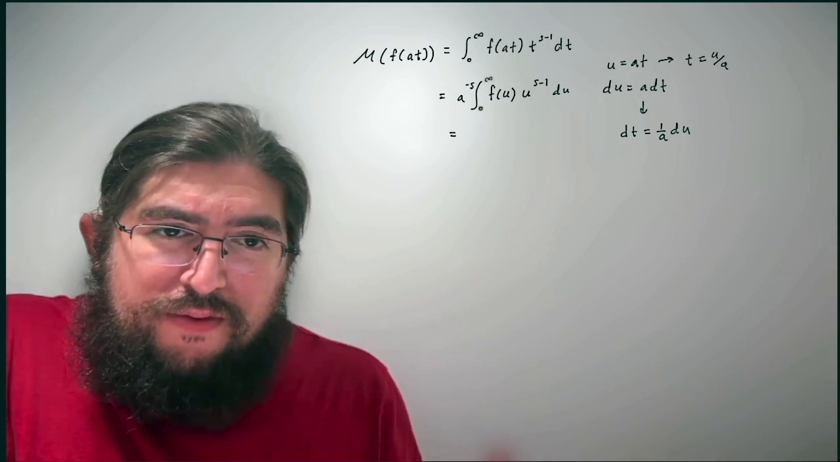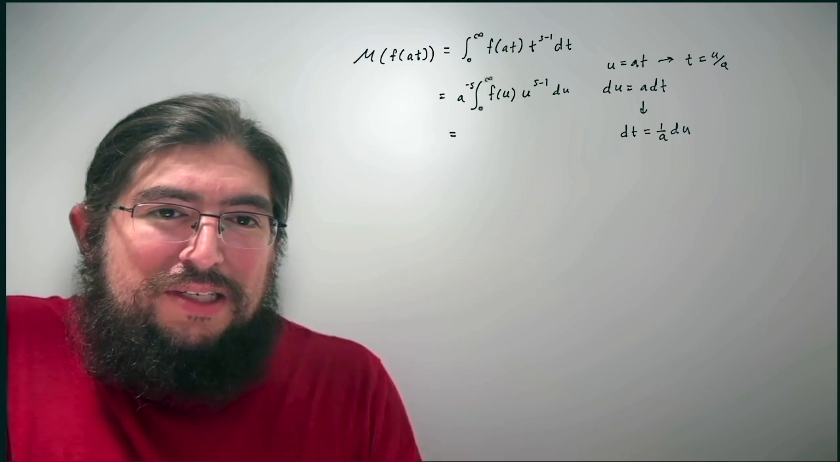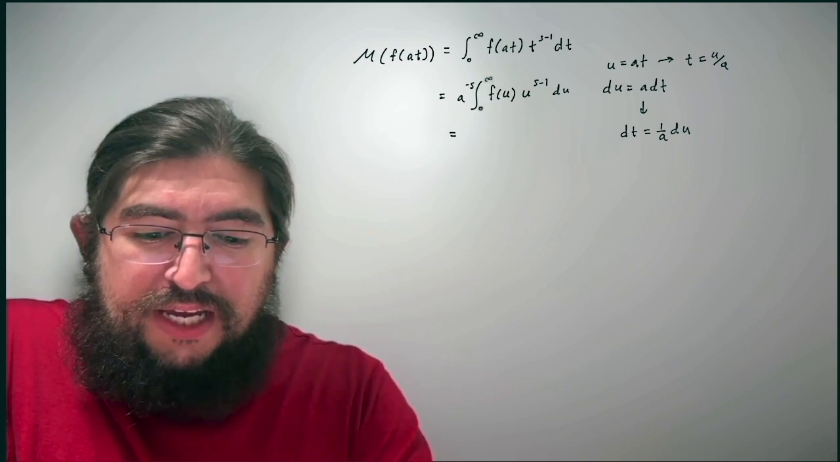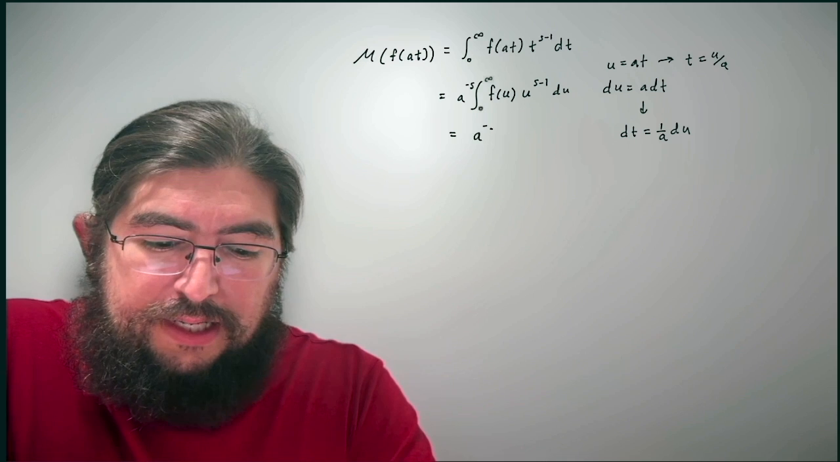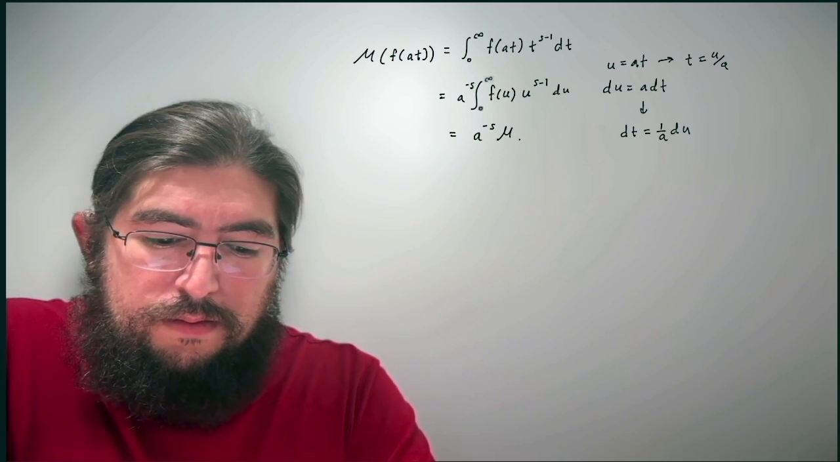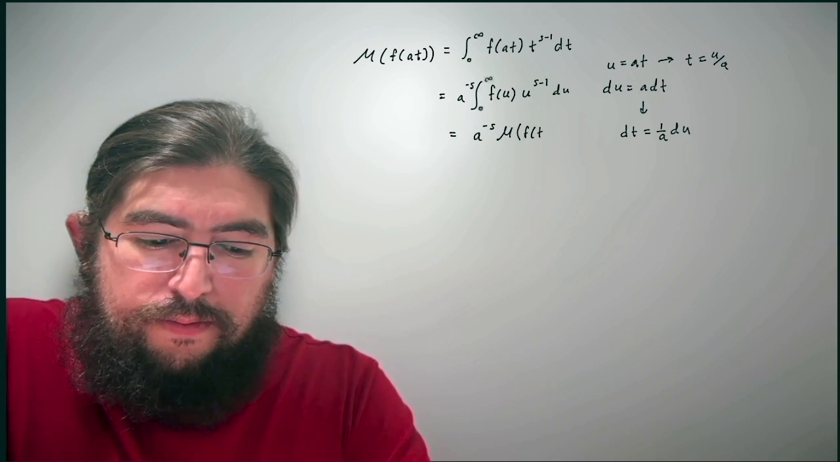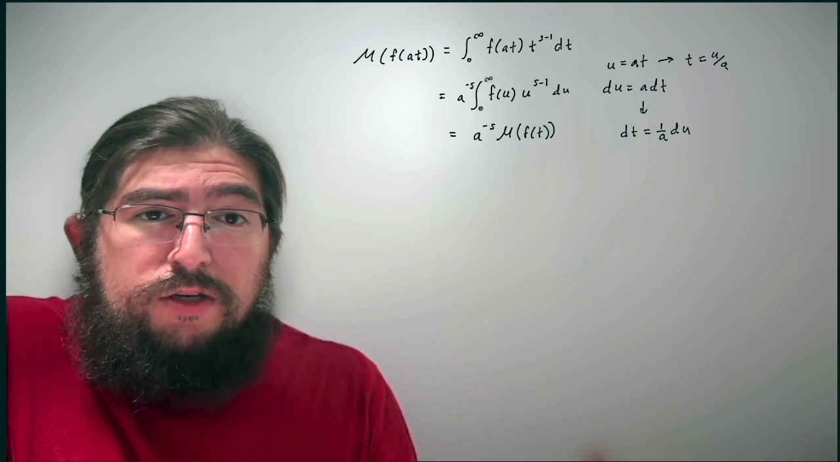Now, of course, doing the trivial substitution u is equal to t tells us that this is just the Mellin transform of f of t. So in reality, we just get this. So that's the first property.